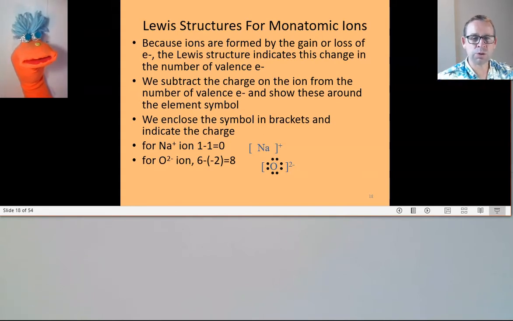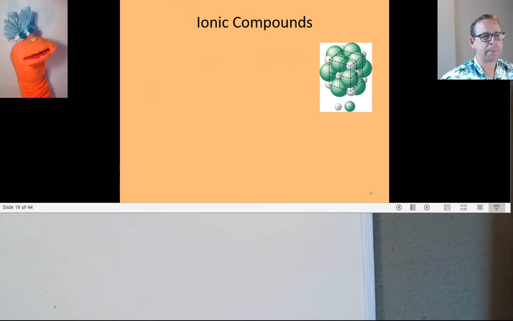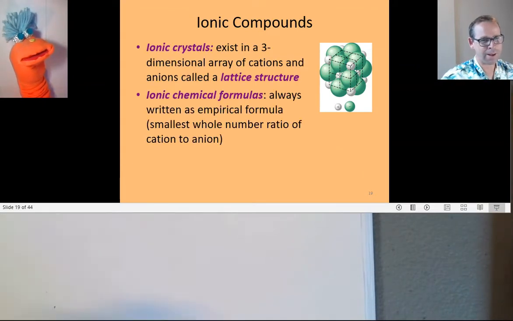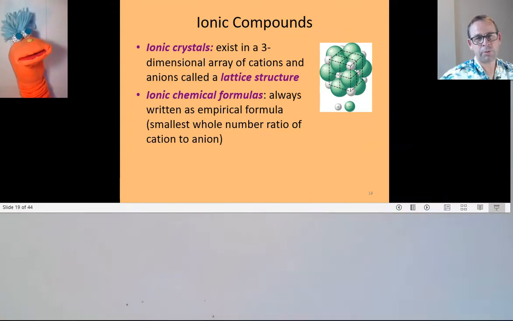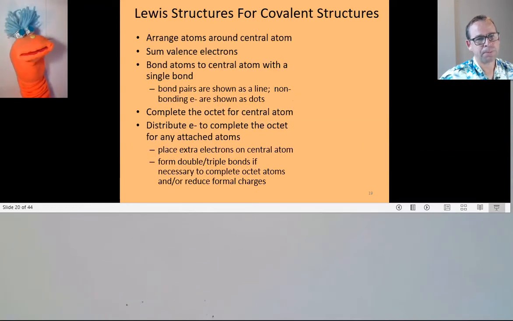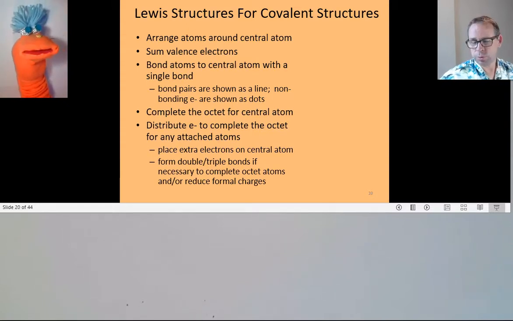Where Lewis dot structures really have their strength is with molecular compounds. So the chemical formula for ionic compounds is just as effective as the Lewis dot structure. For covalent compounds, when we draw a Lewis dot structure, we follow some simple rules.